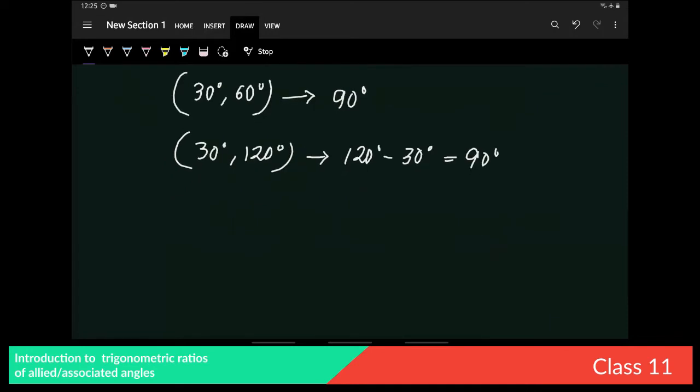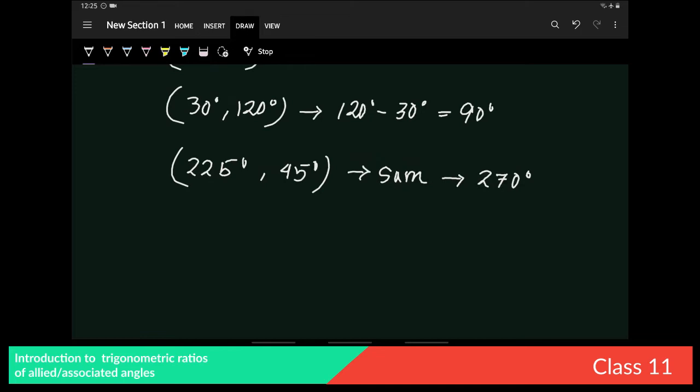Now, another example, that is 225 degrees and 45 degrees. Now, these two angles are also allied angles. Why? Because if I take the sum of these two angles, it is giving us 270 degrees. So 270 degrees is obviously a multiple of 90 degrees. Okay, so we can say that these two angles are allied angles.